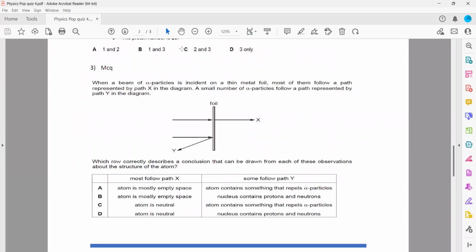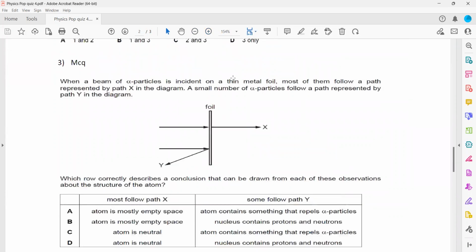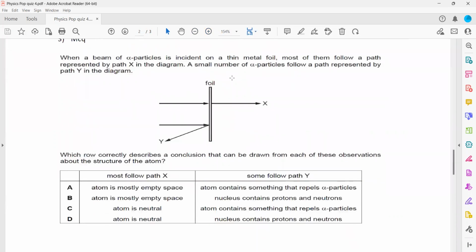In question 3, when a beam of alpha particles is incident on a thin metal foil, most of them follow a path represented by X, and a small number of particles follow the path Y. What X shows is that the major portion of the atom is empty, that's why most of the alpha particles are able to pass through. So X shows that most of an atom is empty.